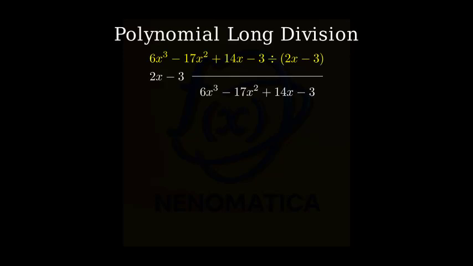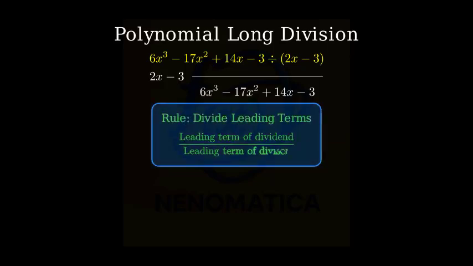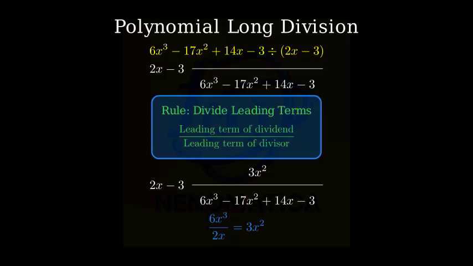We'll place the divisor 2x minus 3 on the left side, and the dividend 6x cubed minus 17x squared plus 14x minus 3 under the division symbol. Now, let's start the division process. Step 1. We need to divide the leading term of the dividend, 6x cubed, by the leading term of the divisor, 2x. This gives us 3x squared, which we place on top.